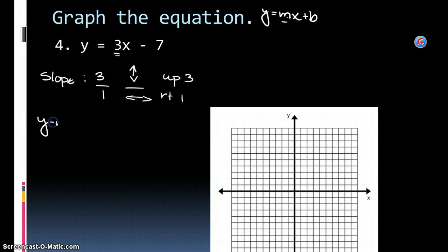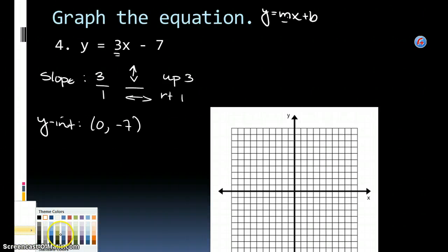I also need my y-intercept, which in this case is negative 7, because the b was negative 7. So the b, remember, tells you where to begin. So you're always going to start there.